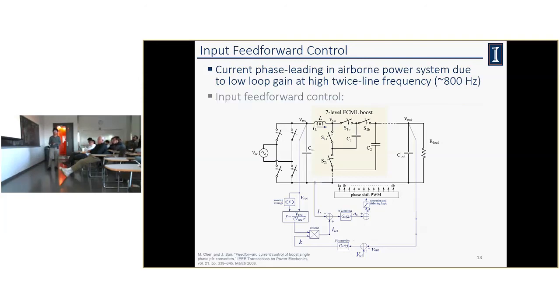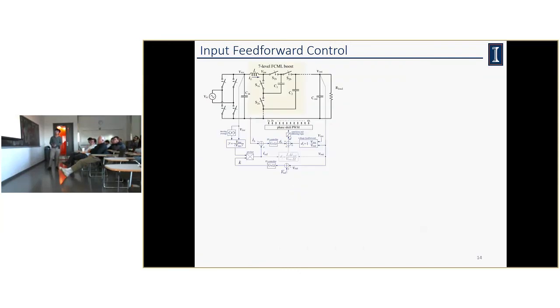So in order to solve this, people actually propose something called input feedforward control, that is adding these two feedforward terms to compensate for, to cancel the disturbance from the input voltage. And so let's see exactly how this works.